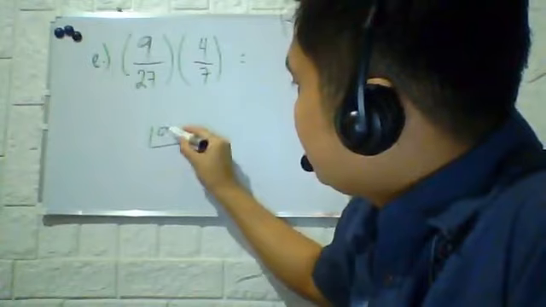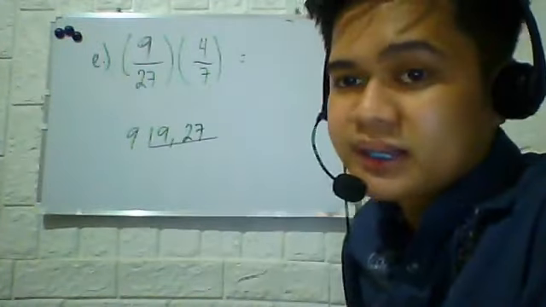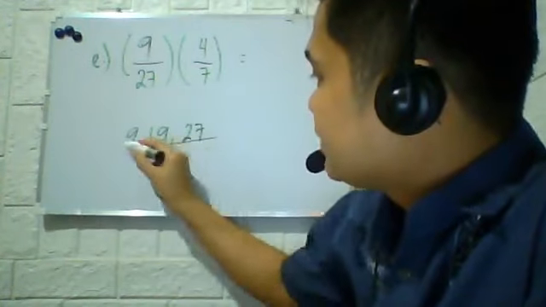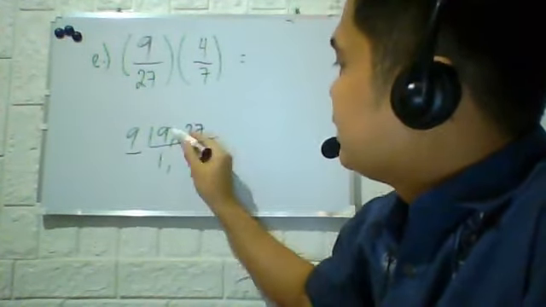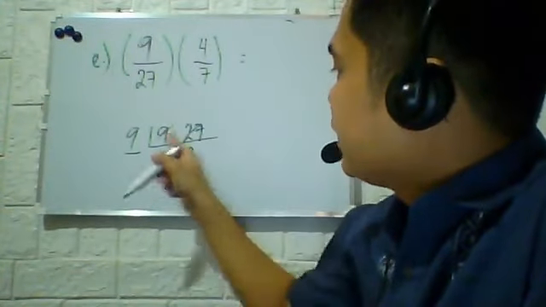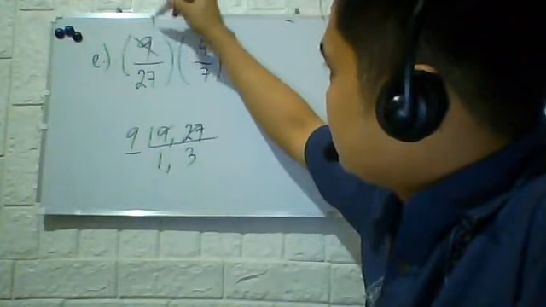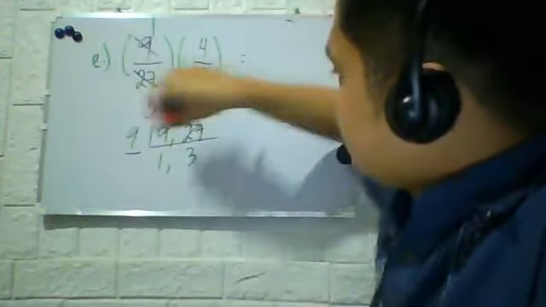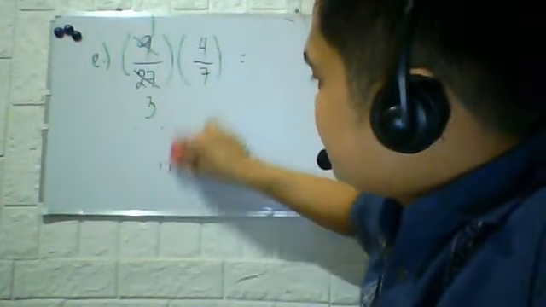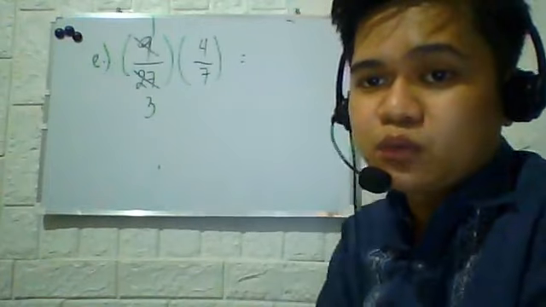9/27. Yung pinakamalaking number na pwede na, yun na yung gamitin natin, which is 9. 9 divided by 9 is just 1. How many 9s can you get in 27? Tatlo. Respectively, 9 and 27 will become 1 and 3. 1 na lang to. Then 3 na lang to. Then meron pa ba tayong pwedeng i-simplify dito? Wala na, no? Meaning, we proceed already with our multiplication.